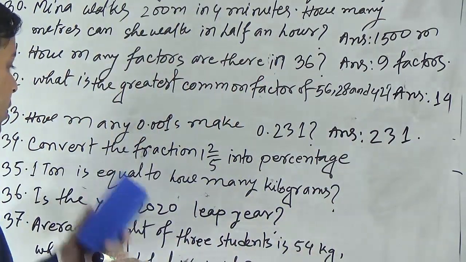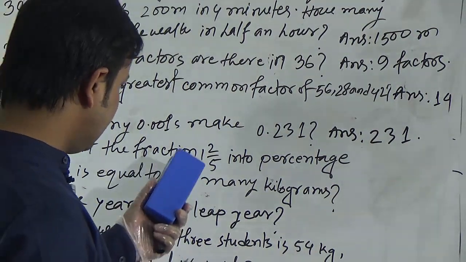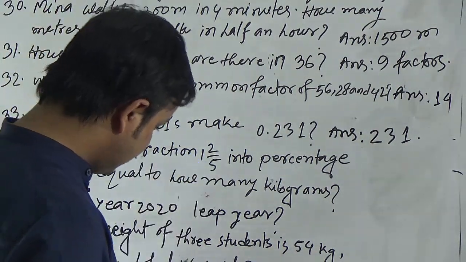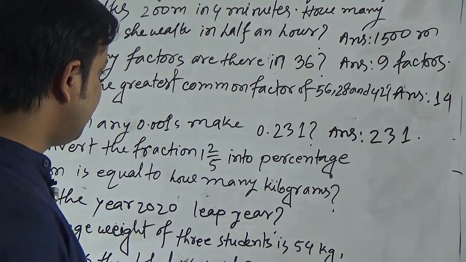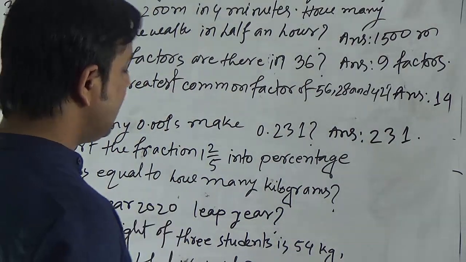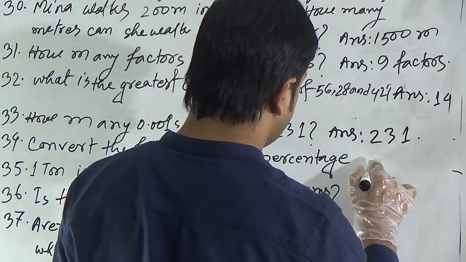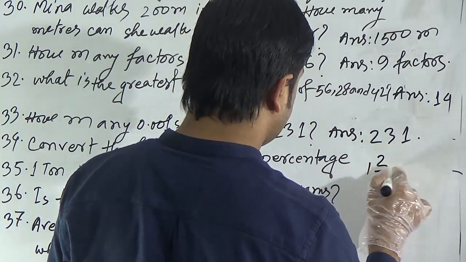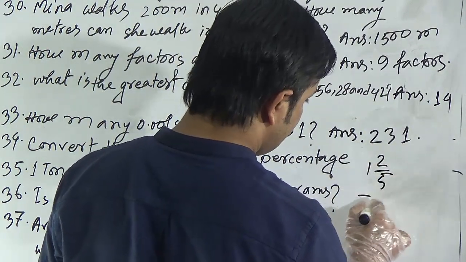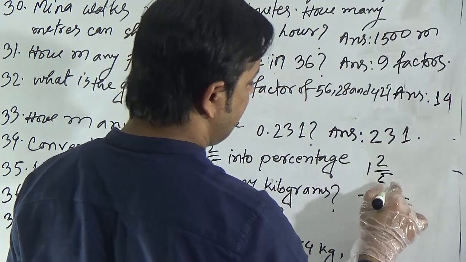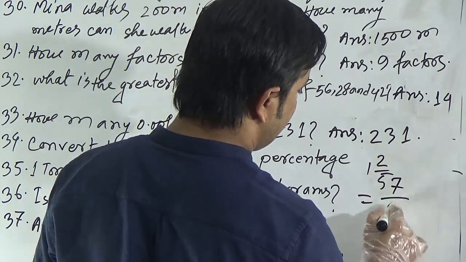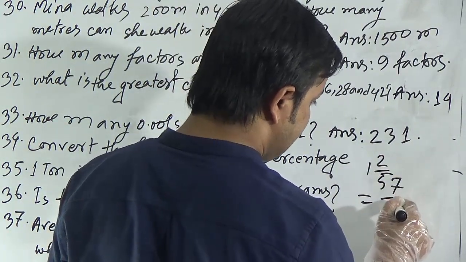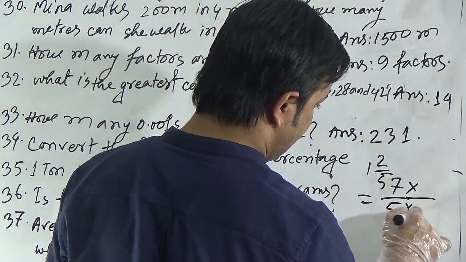Next question. Convert the fraction 1 integer 2 by 5 into percentage. We have to convert this fraction into percentage. As this is a mixed fraction, at first we have to convert this into improper. If we convert, we will get 5 ones are 5 and 2, 7. 5 will be in the denominator. As we have to convert this into percentage, we have to multiply both by 100.